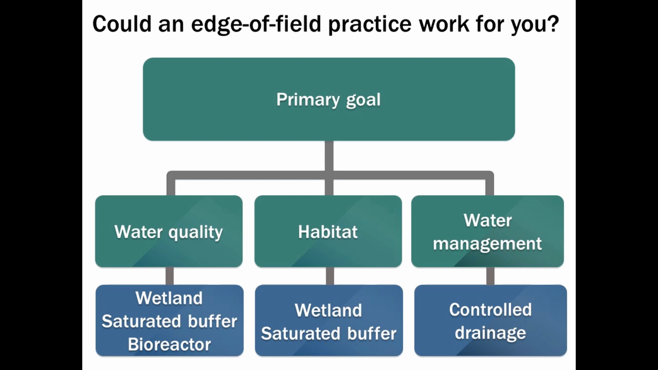If you're interested in habitat as a primary goal, but then having water quality as a secondary goal, then we're really talking about wetlands would be a great one there for more area of habitat, or a saturated buffer if you want some stream side habitat as well. And then the last one is if you're really interested in having that enhanced water management and actually being able to manage water more effectively to try and increase crop yield as well as having some water quality benefit with that, then that's where you could look at controlled drainage as a great practice for that.